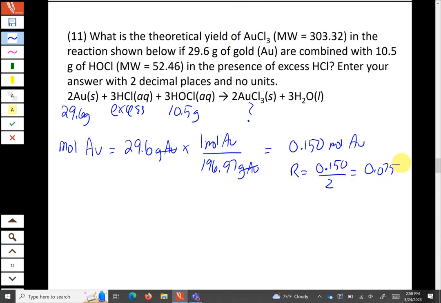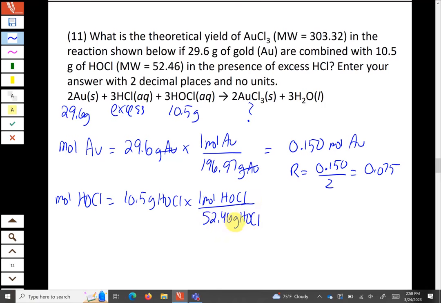Now the next one we have to do is also for HOCl. So we have 10.5 grams of that reactant. Divide by its molar mass to get it into moles. We gave you that as 52.46. So grams cancels out, and then we get, let me make sure, I think that's 0.2 exactly, but let me make sure because I changed the numbers recently. All right, close enough, 0.0200.